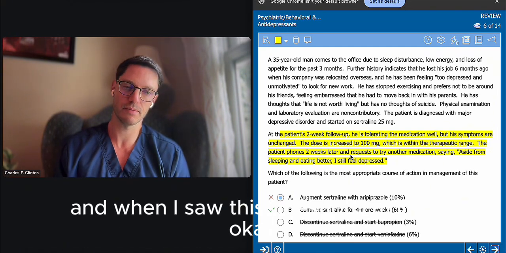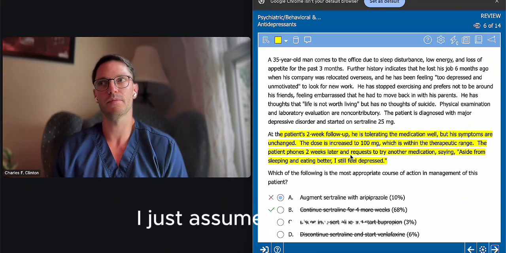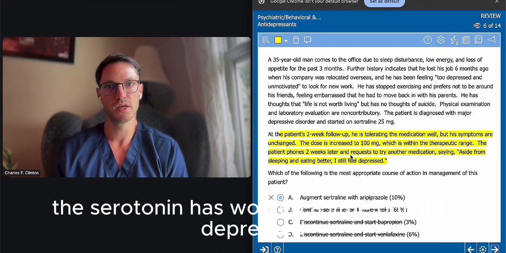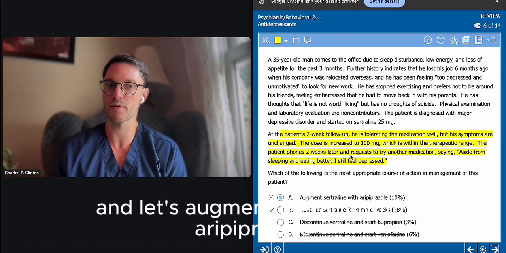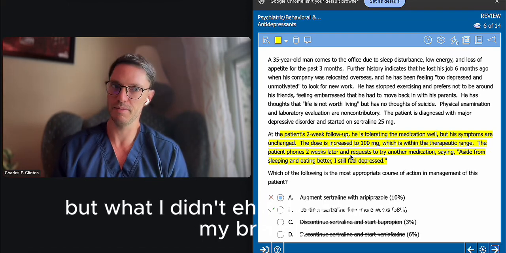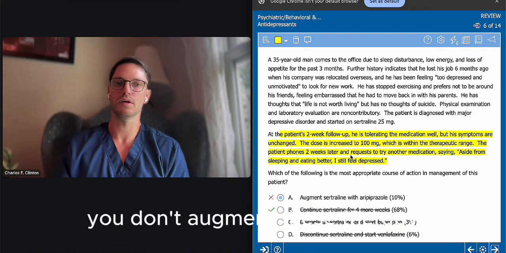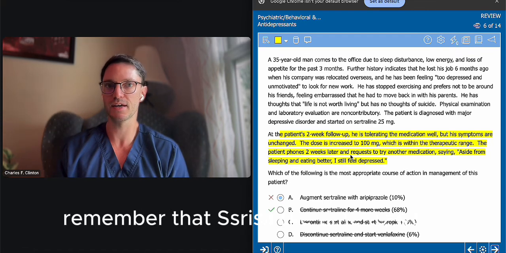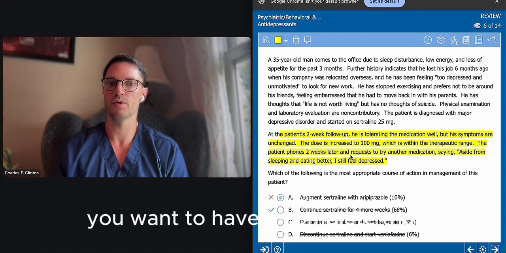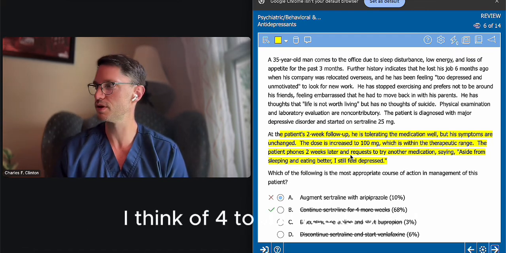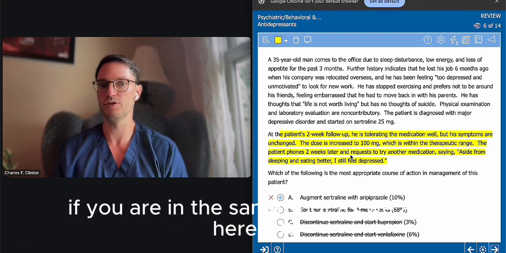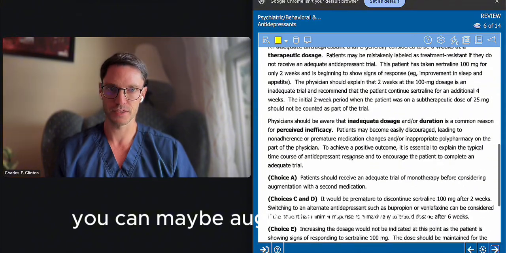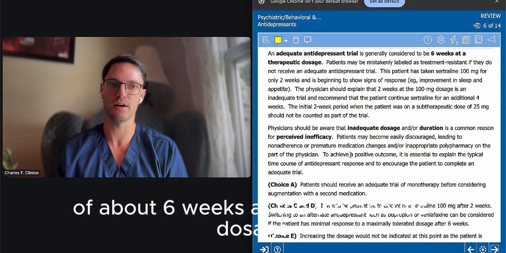When I saw this question, I just assumed the sertraline has worked a little, but he's still depressed, so we have to improve the treatment. Let's augment therapy with aripiprazole. But what I didn't analyze is you don't augment these therapies yet. Remember that SSRIs take time to work. So 2 weeks is not enough. You want a complete trial of 4 to 6 weeks. After that, yes, if you are in the same spot as we are here, you can maybe augment. So you need an adequate antidepressant trial of about 6 weeks at the therapeutic dosage.